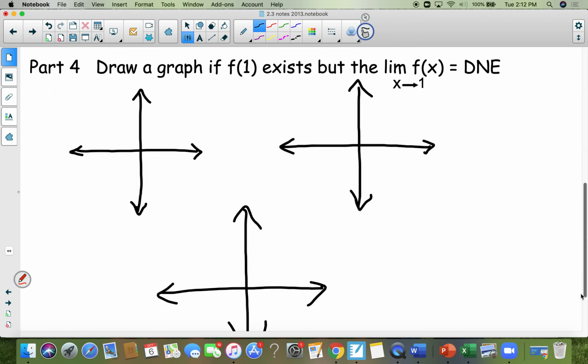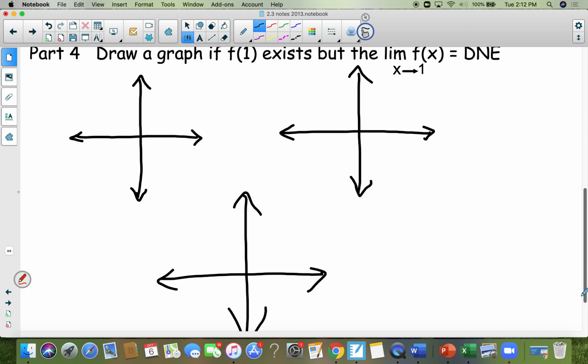So on the test, I'm going to ask you to draw a graph if f of 1 exists, the actual point exists, correct? But the limit of f of x as x approaches 1 does not exist. On the test, I'm going to give you a scenario like this, and you have to draw your own graph. Multiple answers are going to work for this, correct?